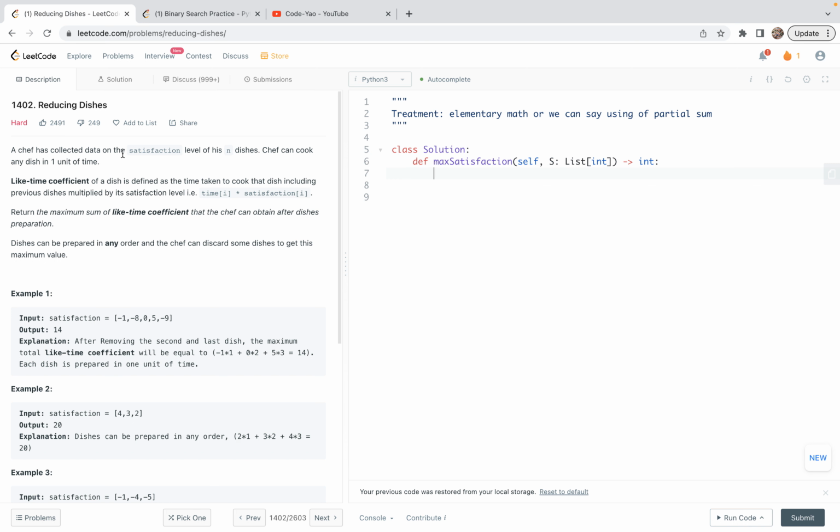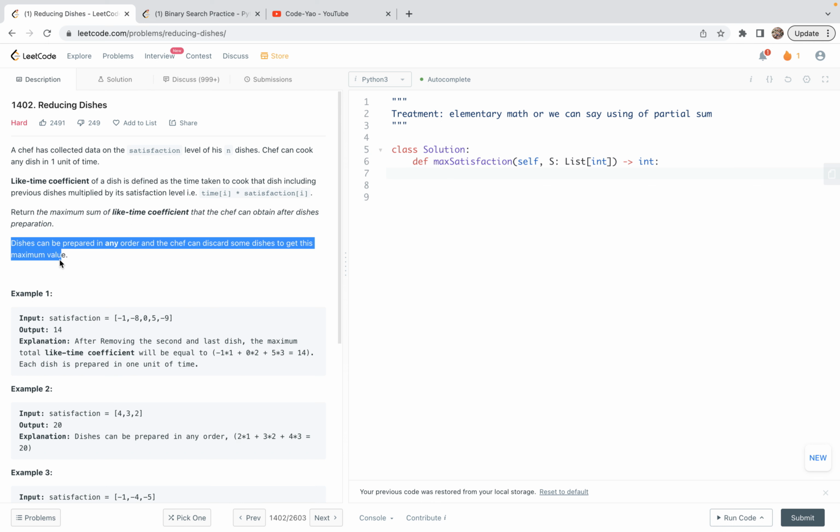Here a chef has collected data on the satisfaction level of his n dishes. Chef can cook any dish in 1 unit of time. The main concept, like-time coefficient of a dish, is defined as the time taken to cook that dish, including previous dishes, multiplied by its satisfaction level. So that is time[i] times satisfaction[i]. We would like to find the maximum sum of the like-time coefficient that the chef can obtain after dishes preparation. The last paragraph is very important.